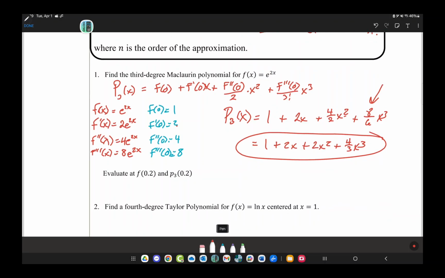Now it says evaluate f of 0.2 and then p of 0.2. So what we're going to do is show the difference between the true value and the approximation. What is f of 0.2? It's e to the 0.2. And then we have our polynomial, which is 1 plus 2 times 0.2 plus 2 times 0.2 squared plus 4/3 times 0.2 cubed.